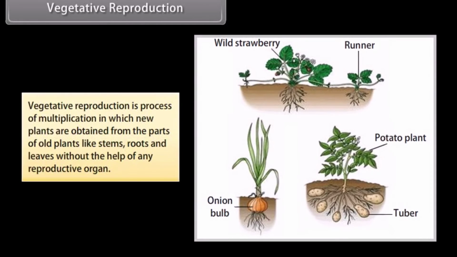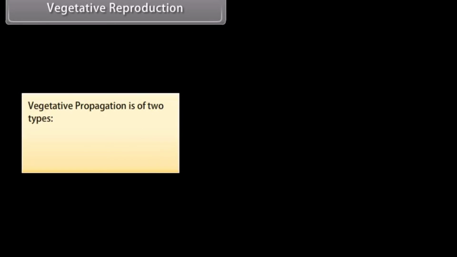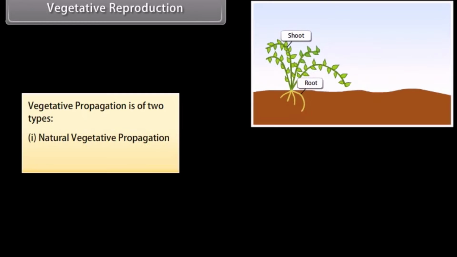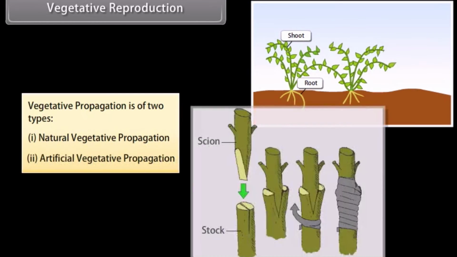Vegetative reproduction. Vegetative reproduction is a process of multiplication in which new plants are obtained from the parts of old plants like stems, roots, and leaves without the help of any reproductive organ. Vegetative propagation is of two types: natural vegetative propagation and artificial vegetative propagation.